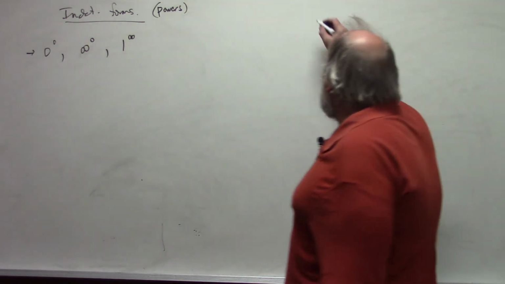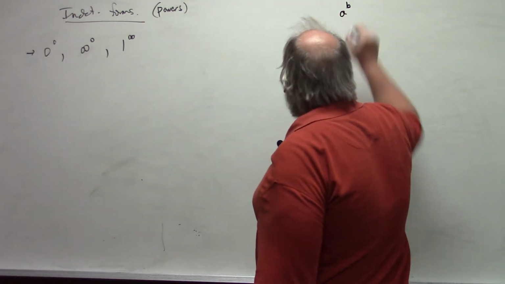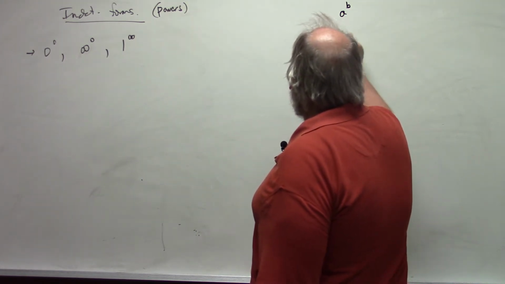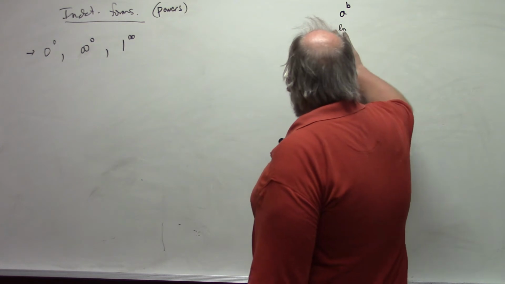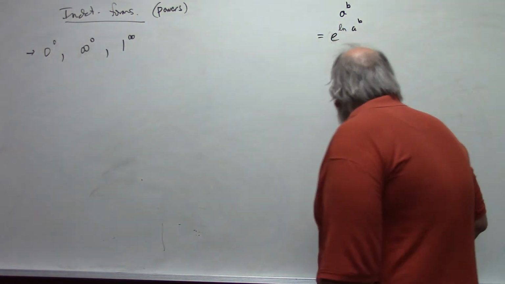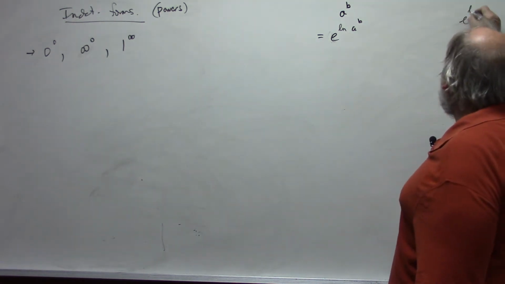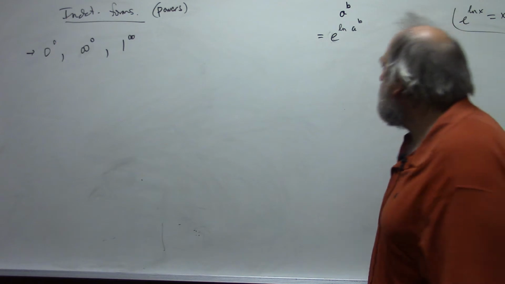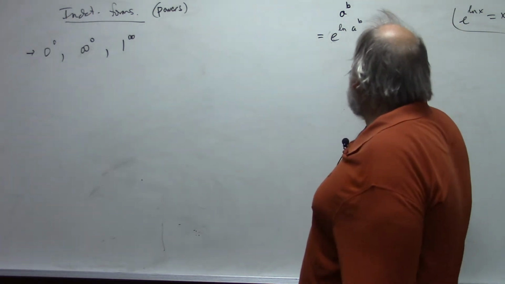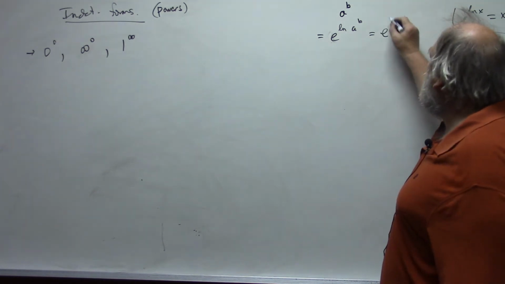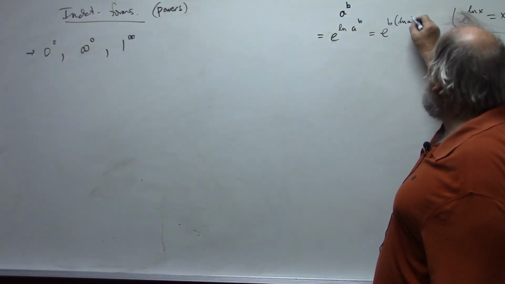Let's suppose I have a to the b. Now I can rewrite this. This is the same as e to the natural log of a to the b, because e to the natural log of x is x. It's true for any real number x. Or then using the rules of logarithms, this is e to the b times the natural log of a.